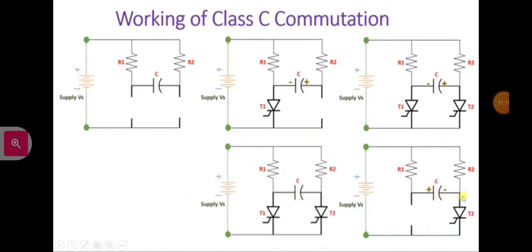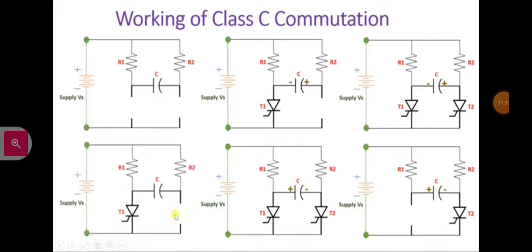Now to turn off T2, we can give a gate pulse to T1. When we give a gate pulse to T1, you can observe this will act like a short circuit. So this plus minus voltage, here plus and here minus, will make this T2 reverse biased, and this T2 will get turned off. So you can observe the polarity of the capacitor, having minus Vs voltage, plus minus like this, will turn off this T2.